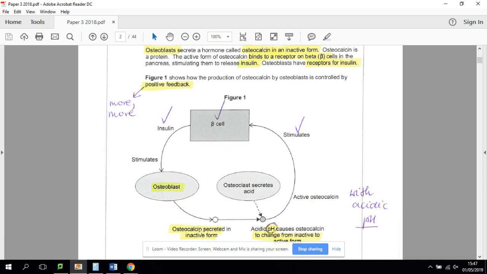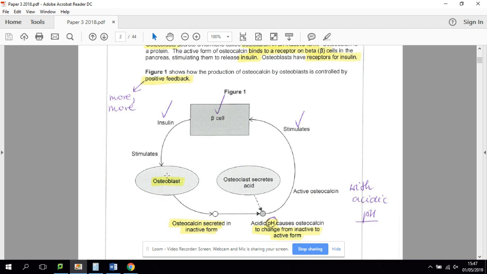Okay, so it's a protein, and the active form of this will bind to the receptors on the beta cells. But how can we get to the active form? We need to change the pH. Okay, so change in the pH is going to make this hormone active. So remember, with the acidic pH, it changes, for example, the tertiary structure, so it could affect the hydrogen bonds, and it's going to make it active. What's the job of the B cells then? They will secrete insulin. Okay, so that's the explanation of what is taking place here.